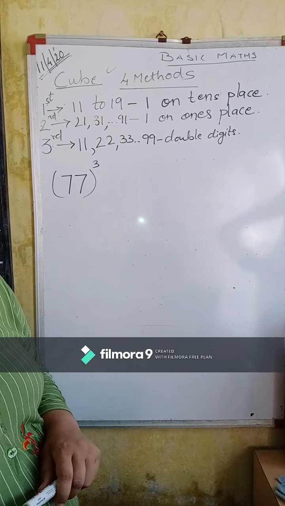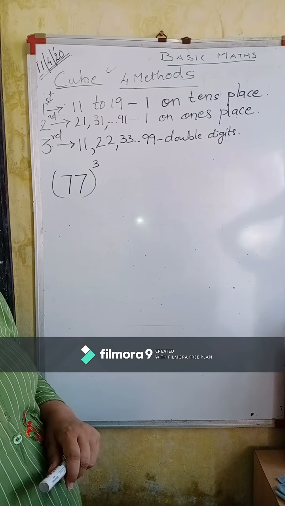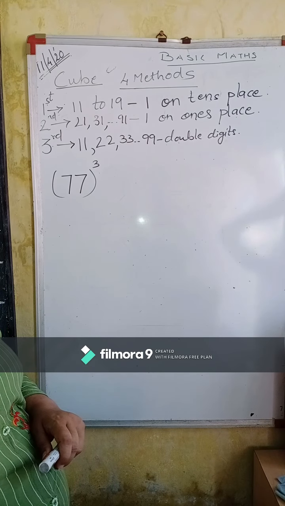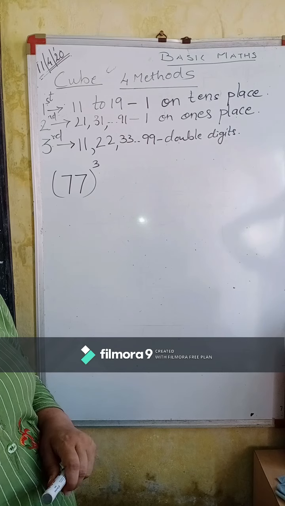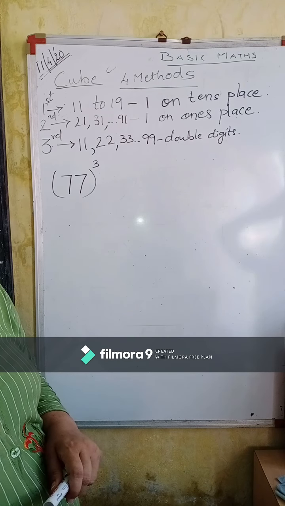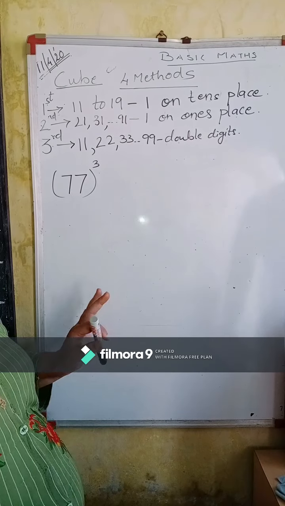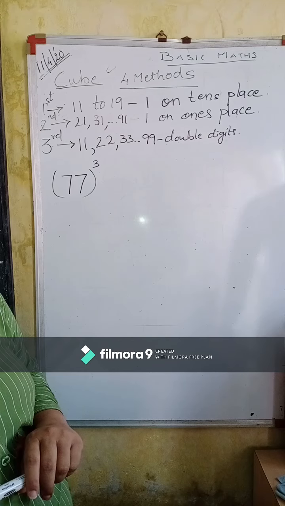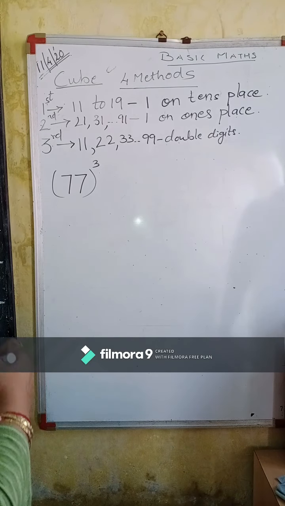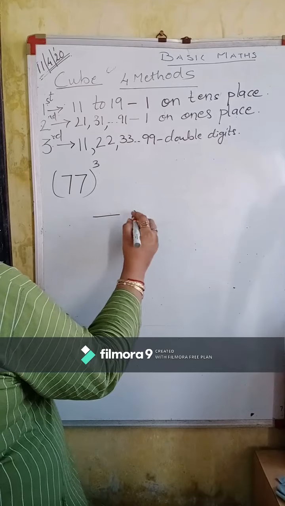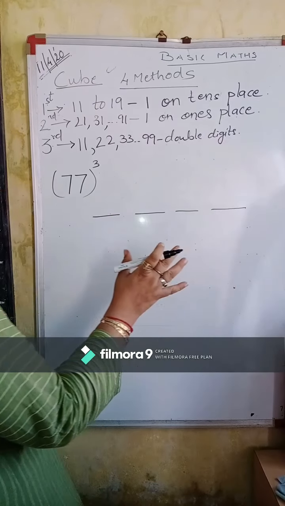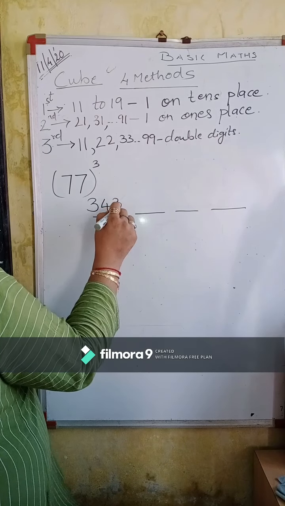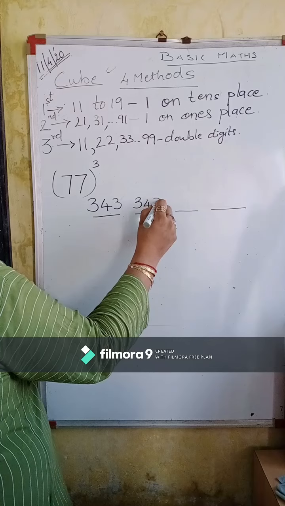Cube of 7 is? Come on, cube of 7. Only 7, I am not asking 77. I am asking only 7. Cube of 7 is? Yes. Now, directly we have to put the cube of 7. 343.